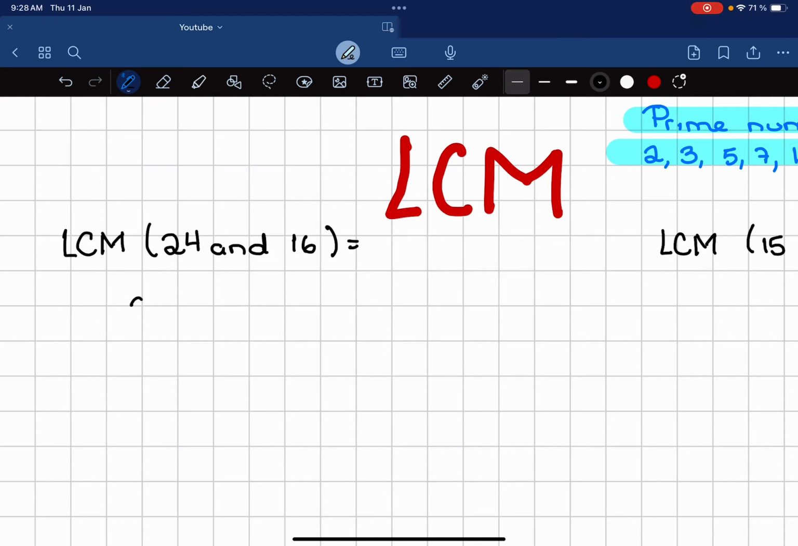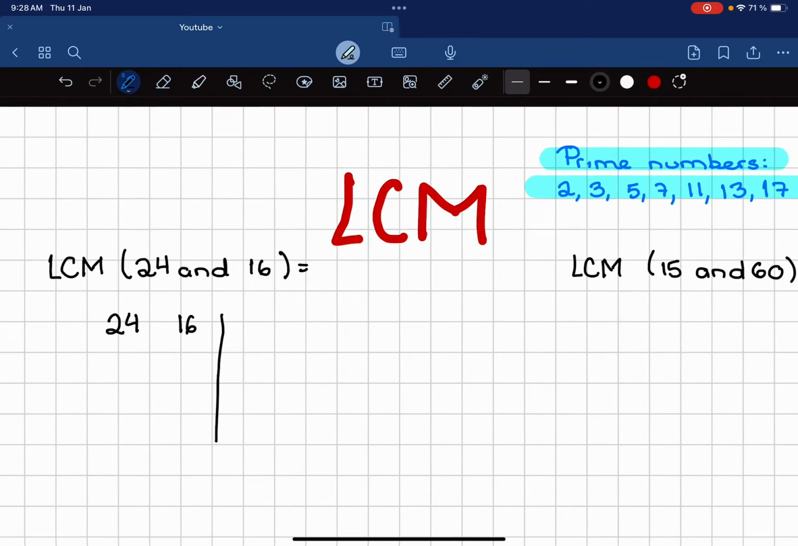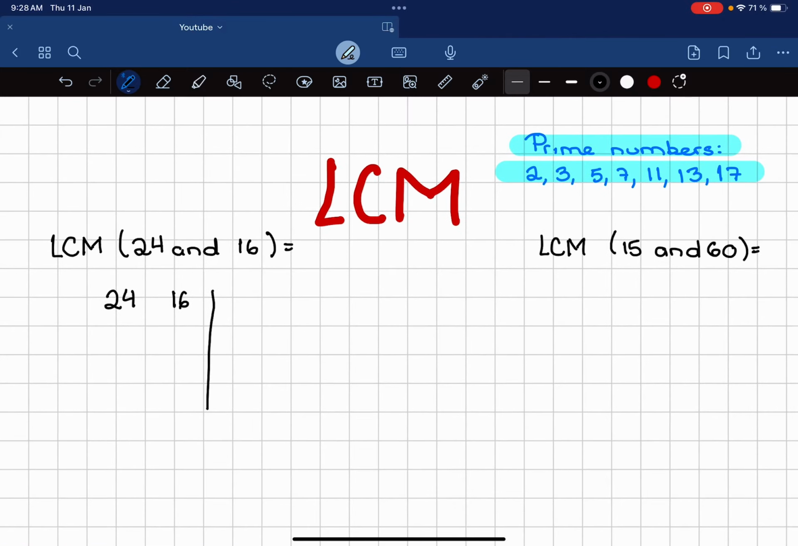So in this case, we write 24, 16, and we draw a vertical line in the right. We're going to do the prime factorization of both numbers at the same time, and we're going to use the prime numbers. So, let's see. Is any of these two numbers, 24 or 16, divisible by number 2? Yes. Actually, both of them are. It doesn't matter if it's just one. Even if it's just one, you use that prime number.